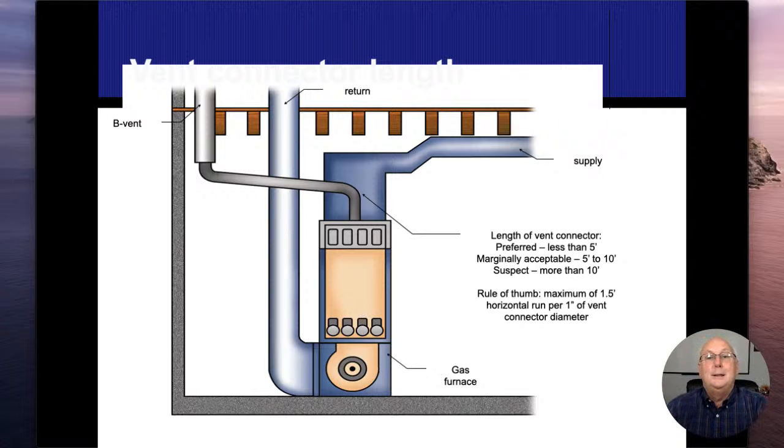These vent connectors are supposed to be the same size as the opening that comes out of the top of the appliance. We're not supposed to make them bigger. We're not supposed to make them smaller. They need to be the same size. And same thing when we go up to the B vent.